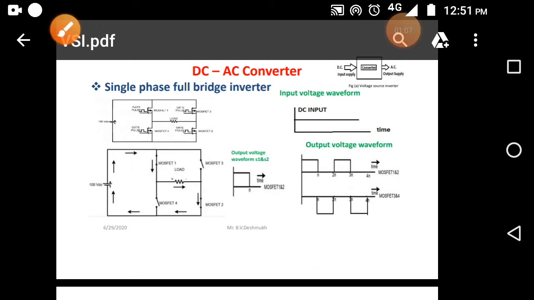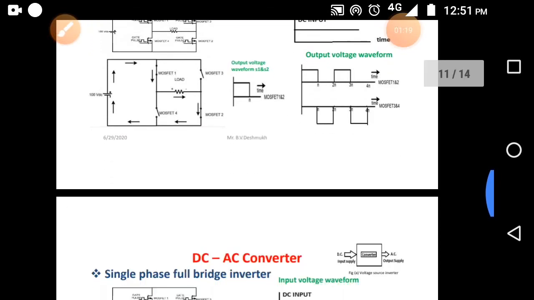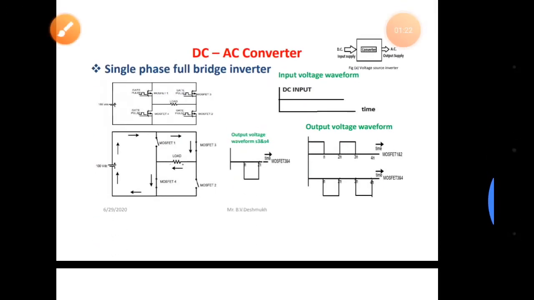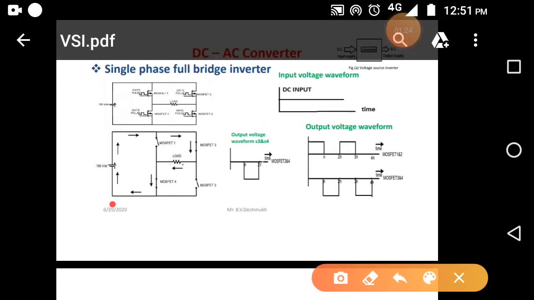Sorry, when we consider MOSFET 3 and MOSFET 4 in the turn on condition and MOSFET 1 and MOSFET 2 in the turn off condition, then the current is flowing in this direction, and the current is flowing in this direction. This is the direction of current flowing.